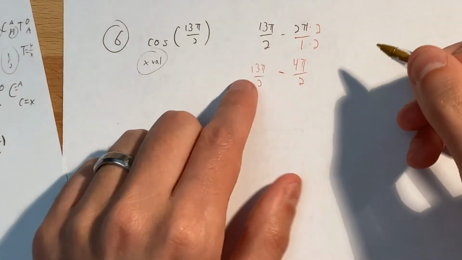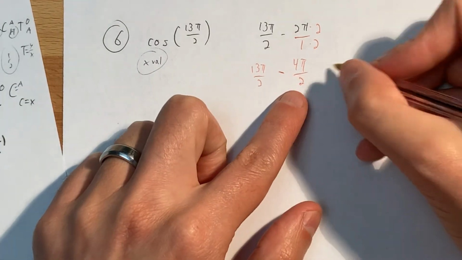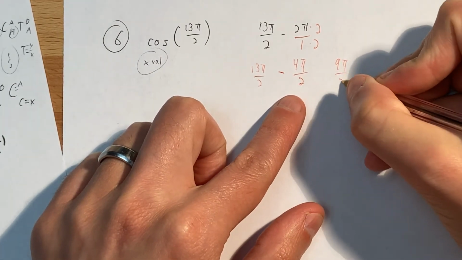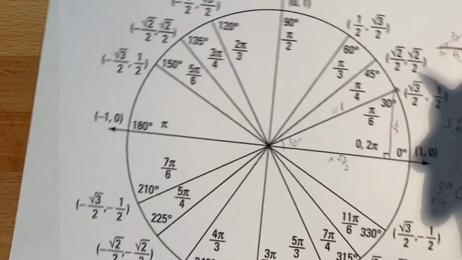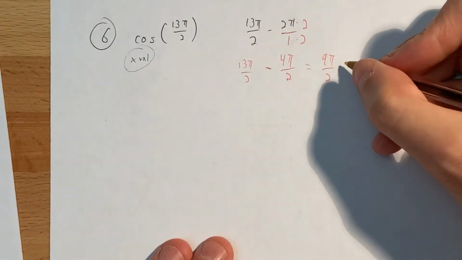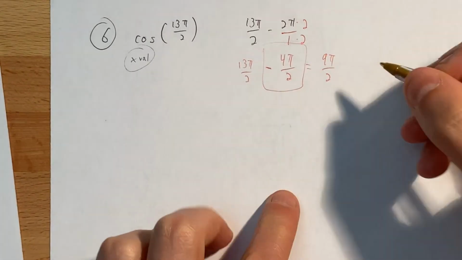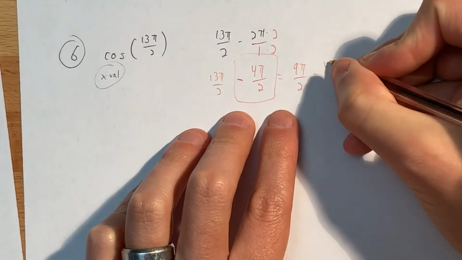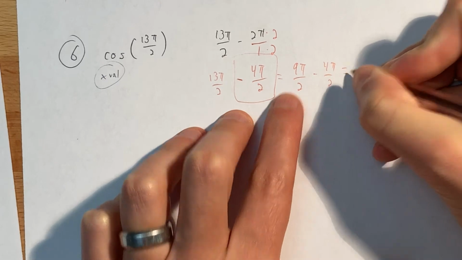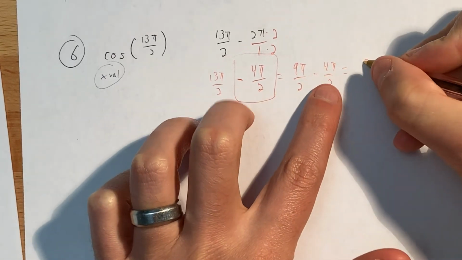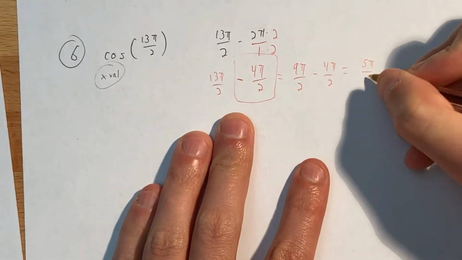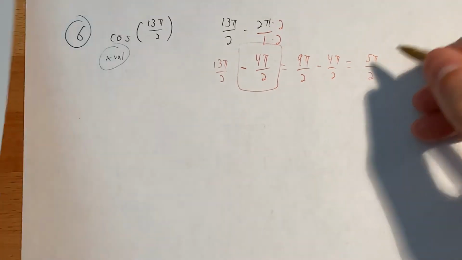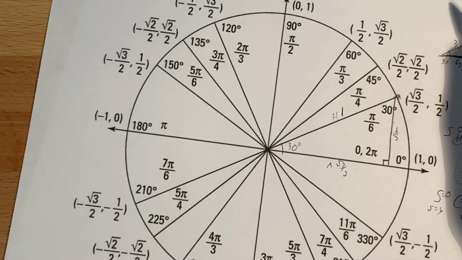But then when you subtract it, 13 minus 4 is 9. And then you get 9 pi over 2. But then you look at this, and there's still no 9 pi over 2. So then, since you are allowed to subtract 2 pi as many times as you want, you subtract 4 pi over 2 again, and 9 minus 4 is 5. 5 pi over 2.